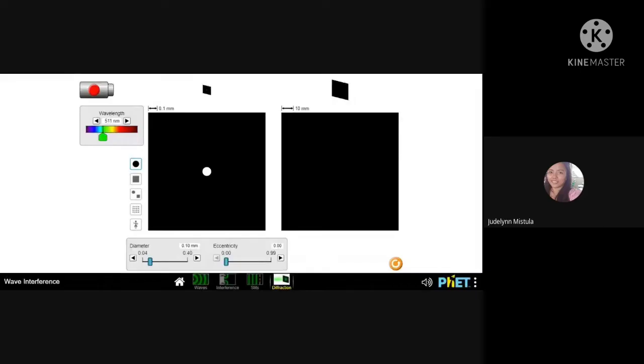In the upper portion, the one with the red color is the source of light. In the middle is a sheet where a small hole is located. On the other sheet, in the rightmost corner, is the sheet where the light will be observed. What do you think will happen if I press this button to allow light to pass through the sheet with a small hole? Observe what happens.